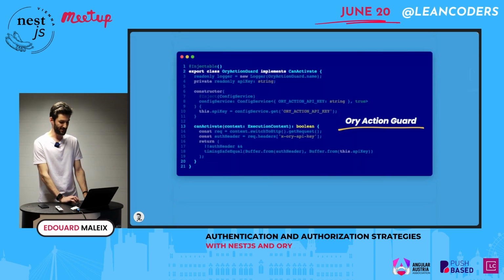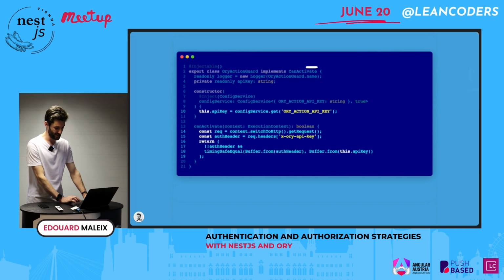The OI action guard is very simple. It implements the canActivate interface from NestJS. In the canActivate function, we will do a comparison between that header that we mentioned that we receive and the API key that comes from the environment variables. Here, very, very simple, very straightforward.